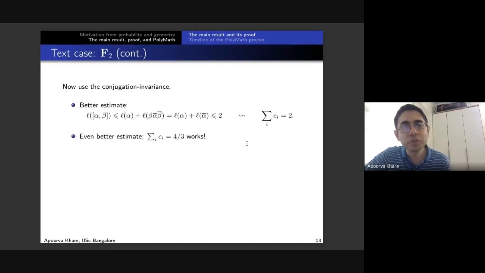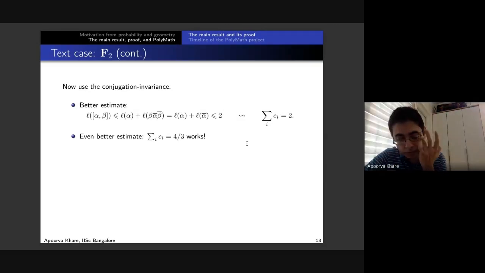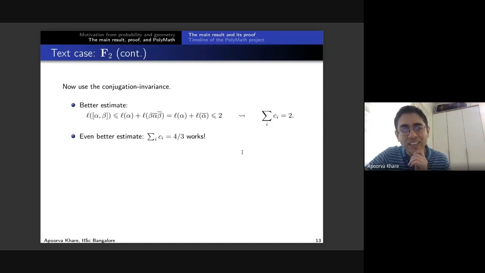Now I claim that I can go down from 2 to 4 over 3. Even more degrees. Why? Okay, this is not guessable, so let me tell you. The idea is you want to prove that the length of this is less than 4 over 3. Clear the denominators. Then it means 3 times the length of this is less than 4. But what is 3 times the length of any element, if the length is a norm function? It is the length of this element cubed. So I want to prove that the length of the cube is less than 4. And that is what you do.